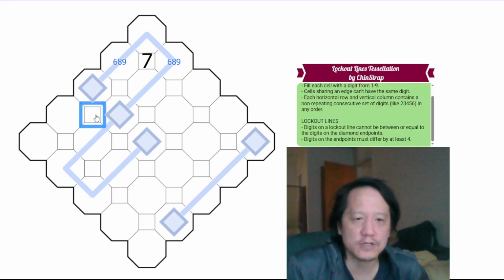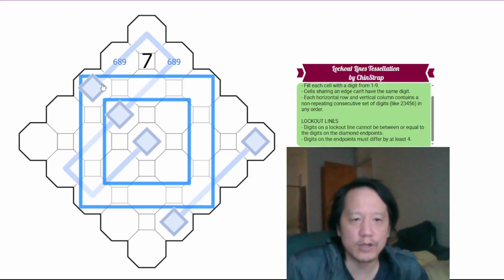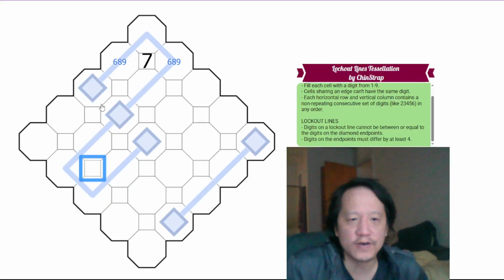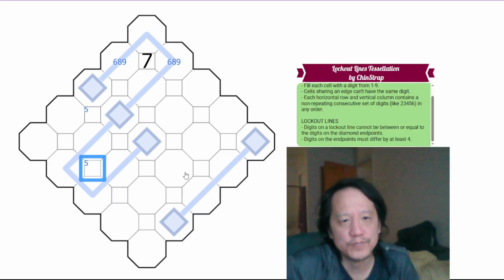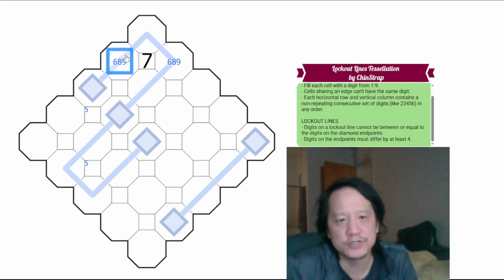Oh, that's interesting. We know in every 5-length renban, you're going to have a 5. So we're guaranteed 5 has to be one of these two. We are then also guaranteed this has to be either 6, 7, 8 or 7, 8, 9.